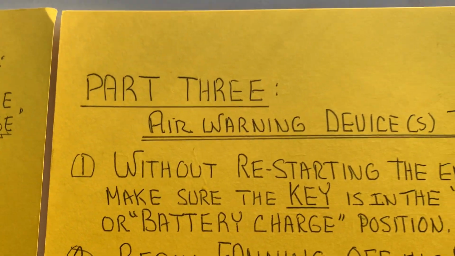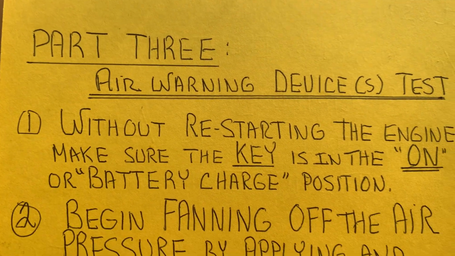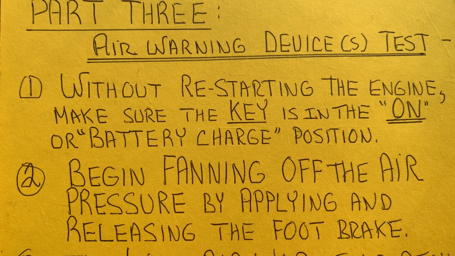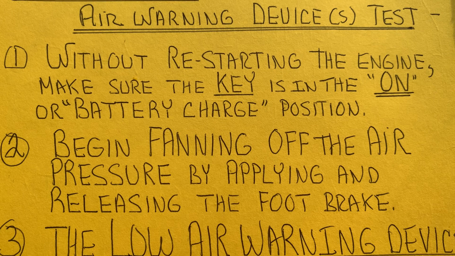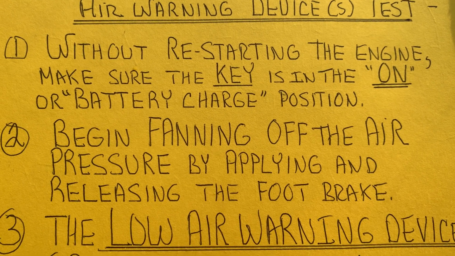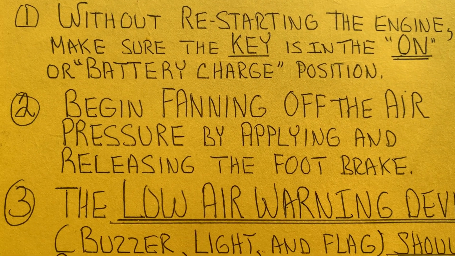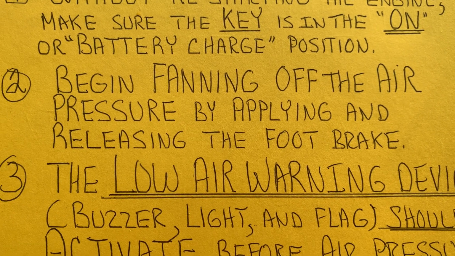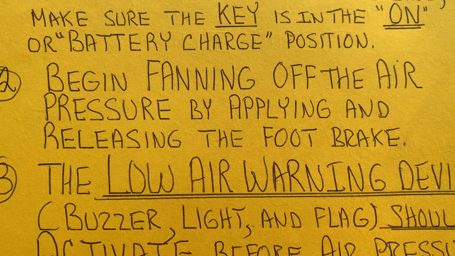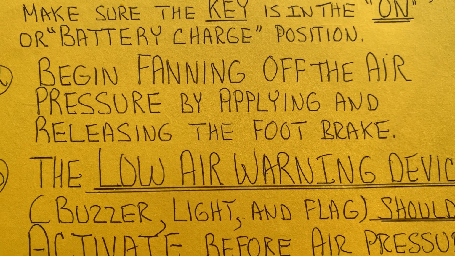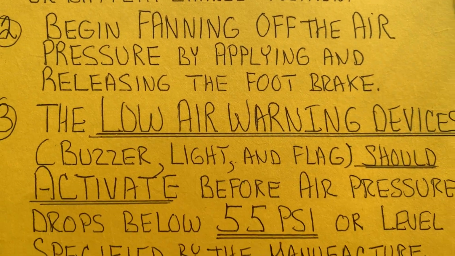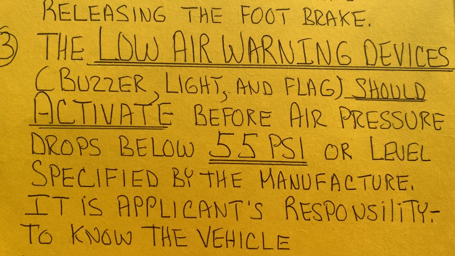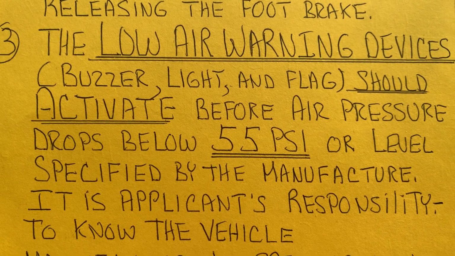Part 3, your air warning devices check. Without restarting the engine, make sure that the key is still in the on position or battery charge position. You're going to fan down, on and off, the brake pressure by applying and releasing the foot brake. You're going to fan down the air. The low air warning devices, buzzer, light, and or flag if you have one, shall activate.